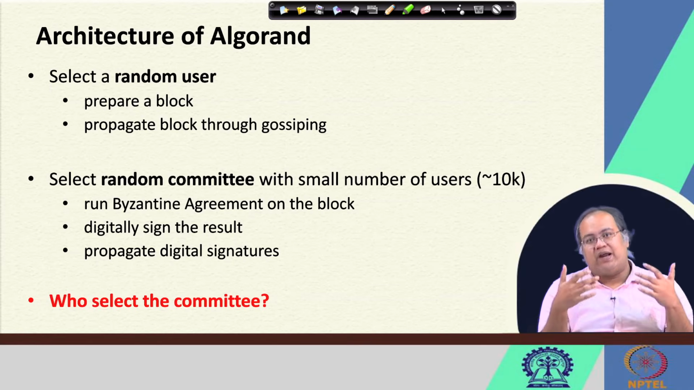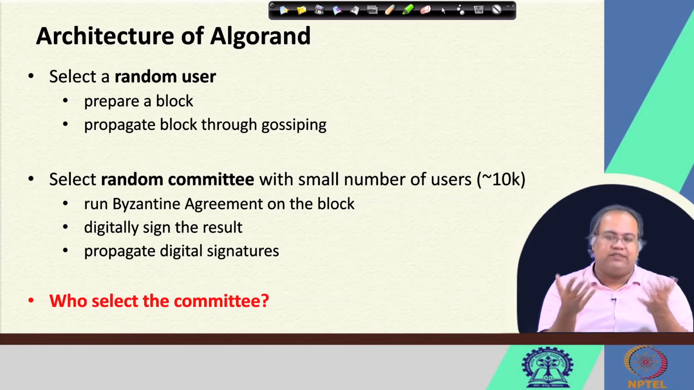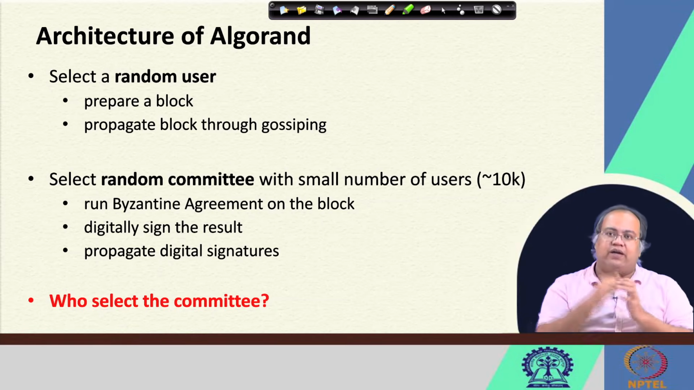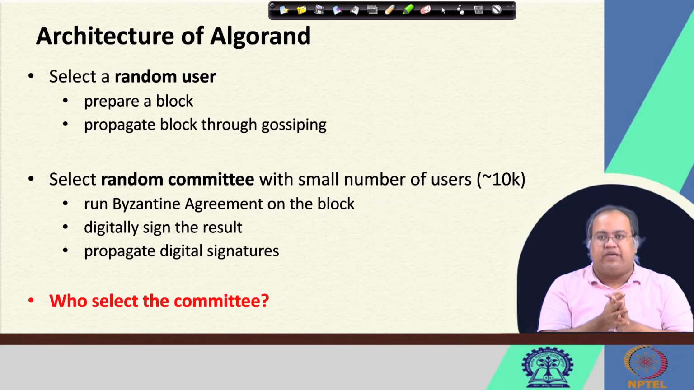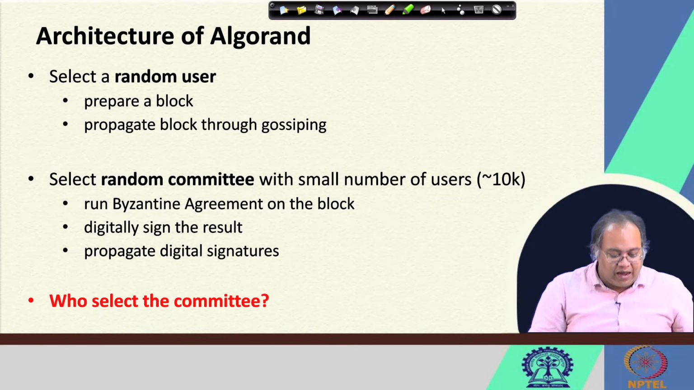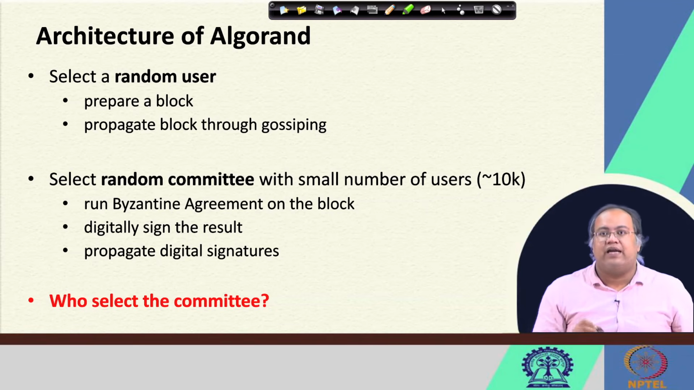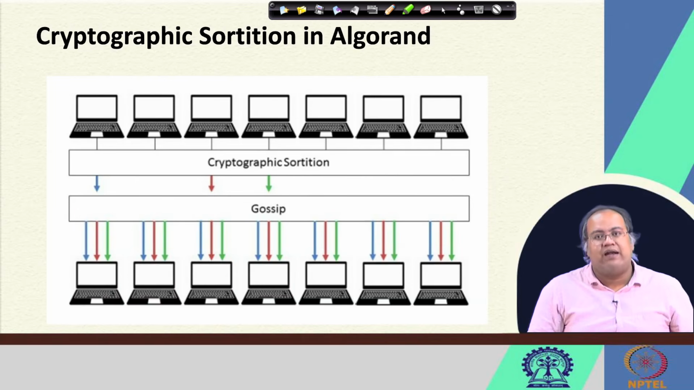Well, because we are in a decentralized network, I cannot have any third person or a trusted third party who is going to select the committee for me. Now, that is the most important committee, and here Algorand actually does the magic, and we are going to see what magic it does. To select that committee, the magic that Algorand uses is called cryptographic sortition. What is meant by cryptographic sortition?